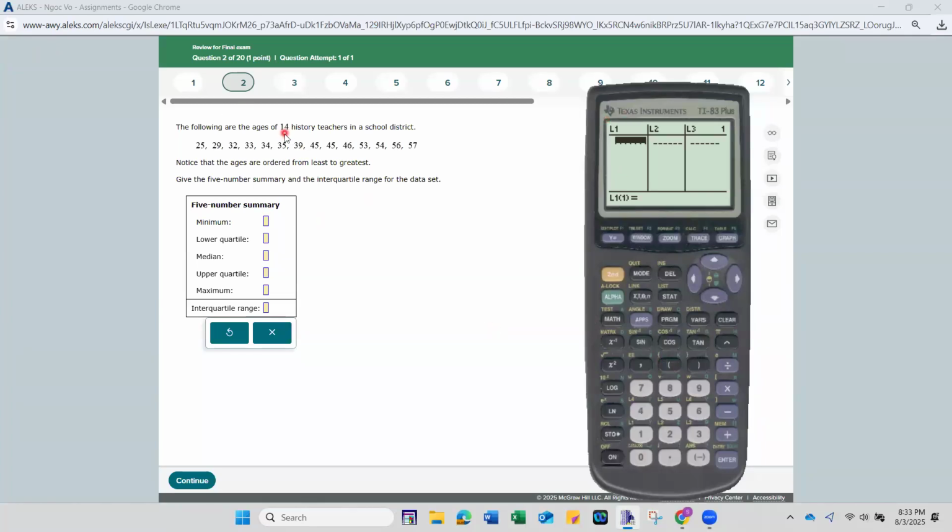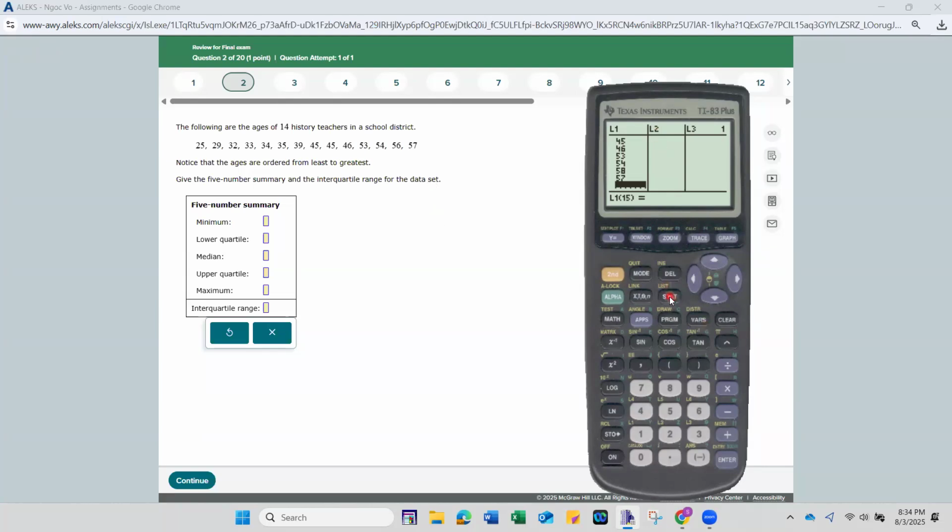In total I have 14 data. While you are entering this data, be careful and make sure you don't miss any data. So here I'm entering each data carefully. If there is any data which is repeating, make sure you enter it 2 times. So I have 45 repeating, so I enter it 2 times. And now I'm almost done. So yes, here I have a 14 data set.